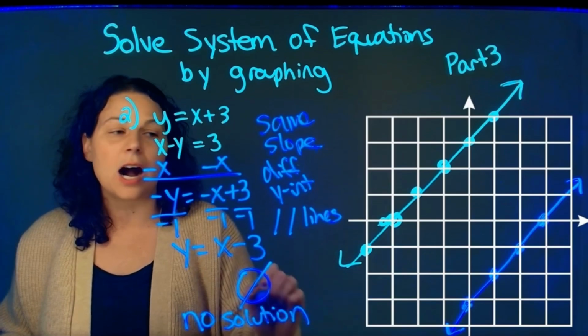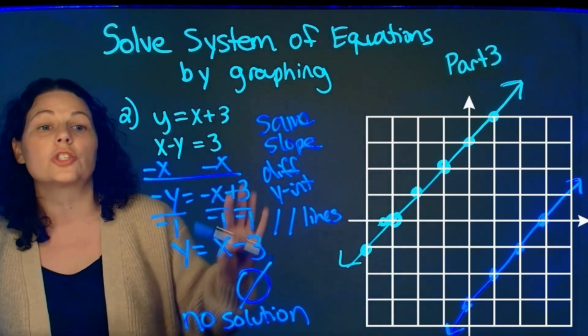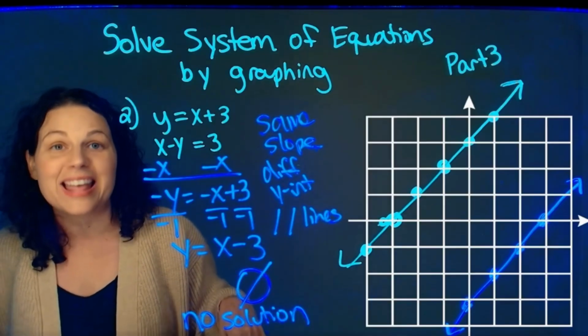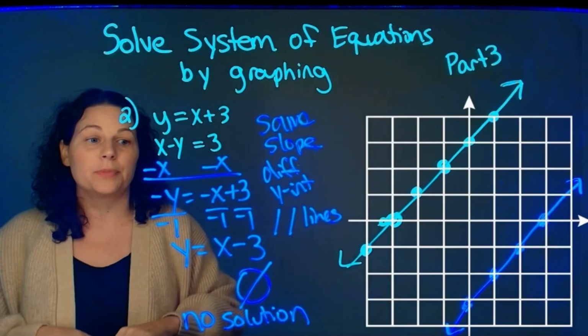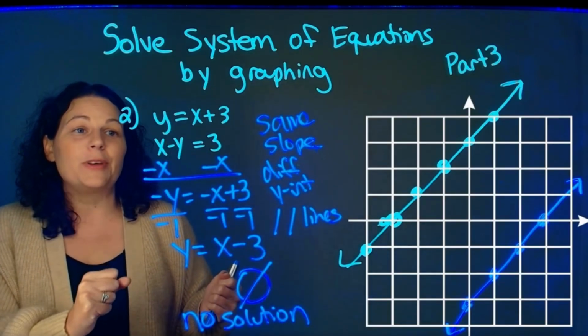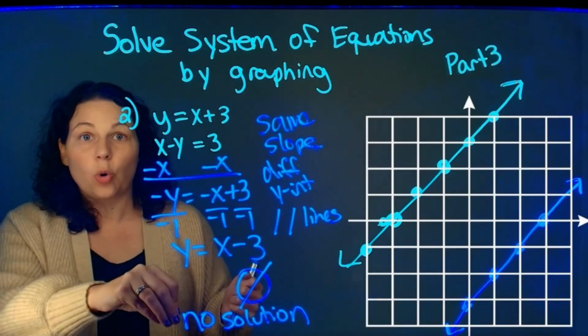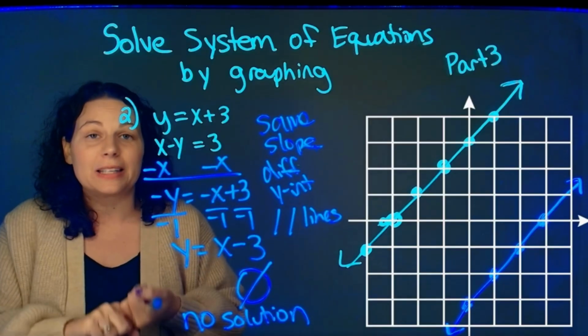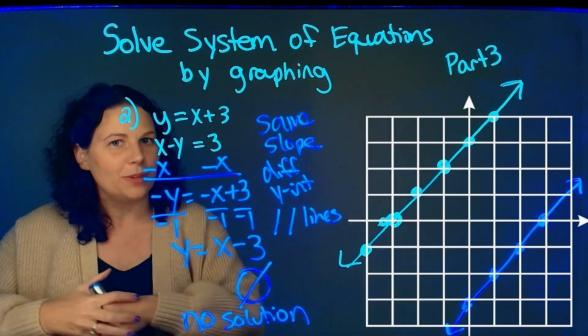The answer is not that they are parallel lines. That's describing what happened with the lines. The solution is there isn't one. They will never, ever be the same. So parallel lines, no solution. If it ends up being the exact same equation and they graph on top of each other, it's the same line, infinitely many solutions.